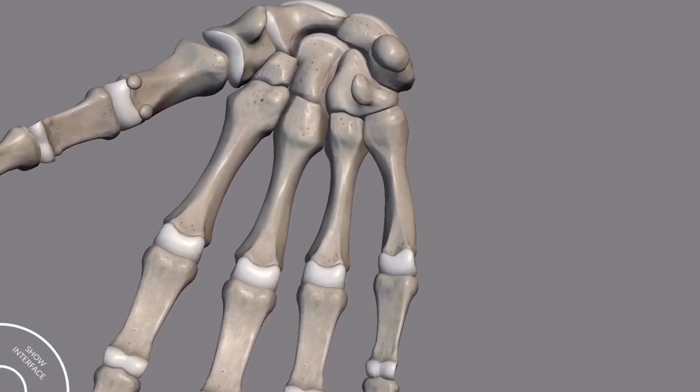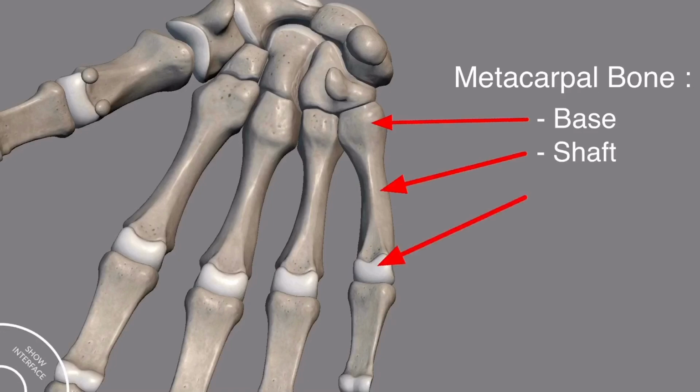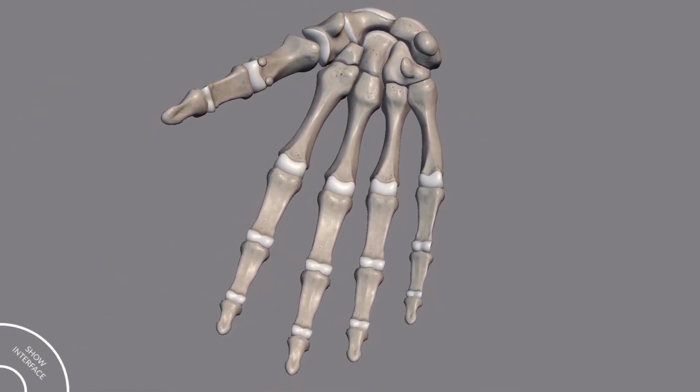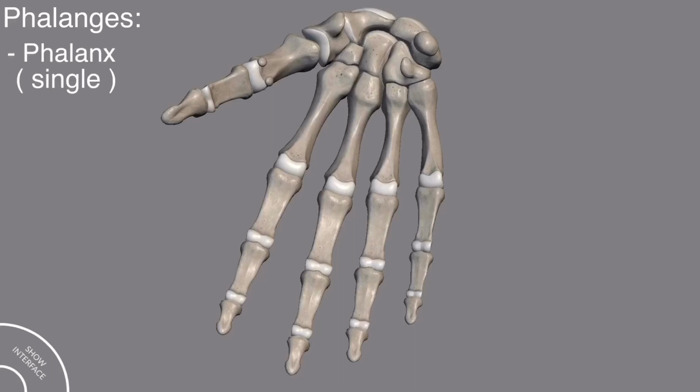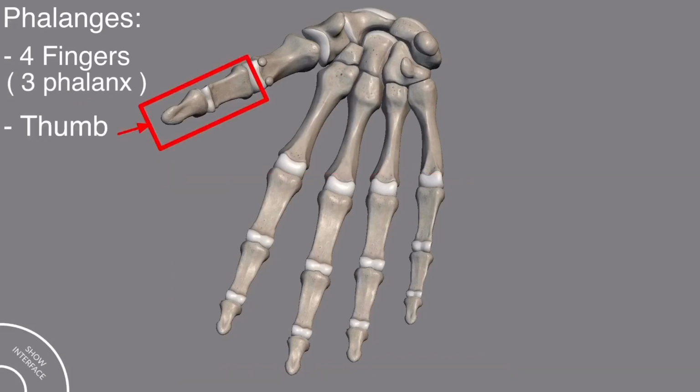If we look at one of the metacarpal bones as a representative, then this is the base, this is the shaft, and this is the head of the metacarpal bone. The bones of the fingers are called phalanges. Phalanx is the singular and phalanges is the plural. All the fingers have 3 phalanx bones except the thumb, which has 2 phalanx bones.